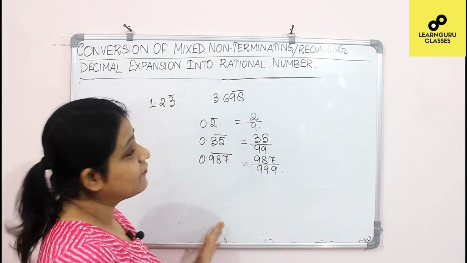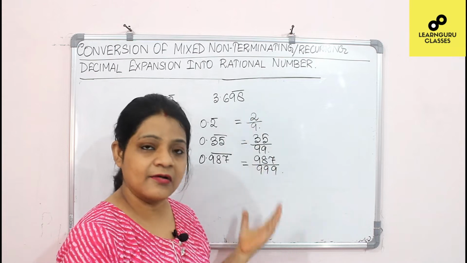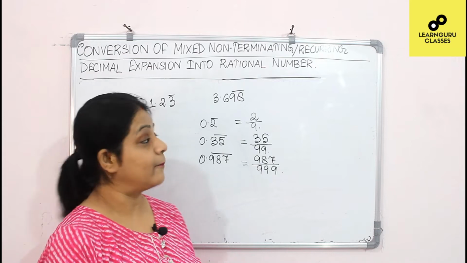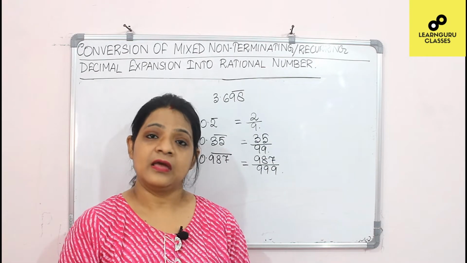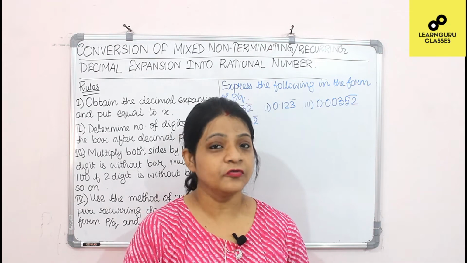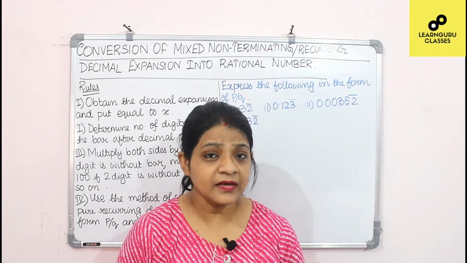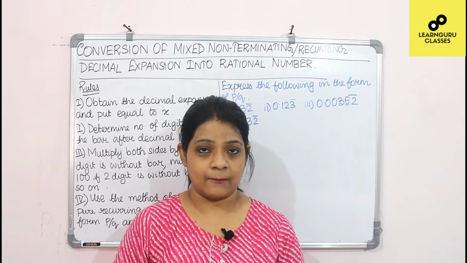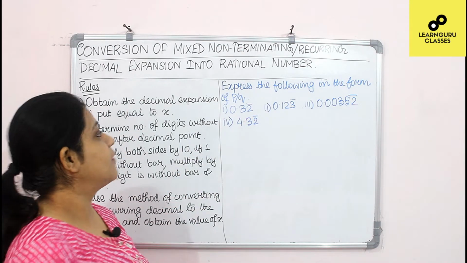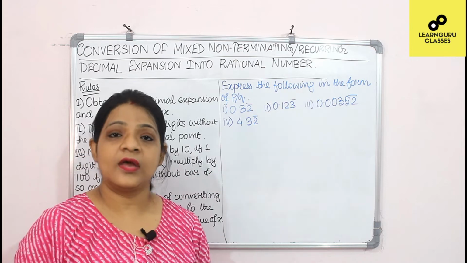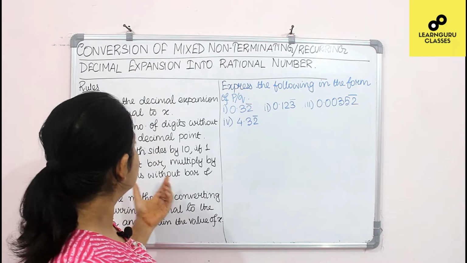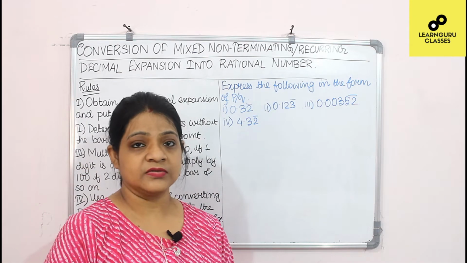On the left hand side, let's write the rules for conversion of decimal into rational number, and here we will solve some examples. These are the set of rules for converting any mixed recurring decimal to a rational number. On the right hand side there are a few examples that you are to solve. We will read the rules and try to solve the sums accordingly.